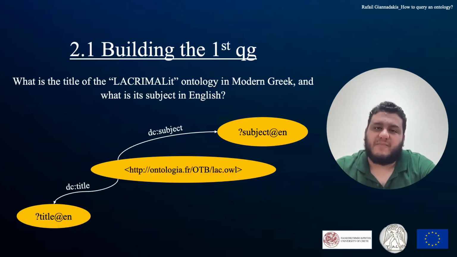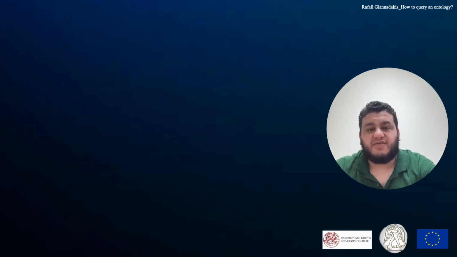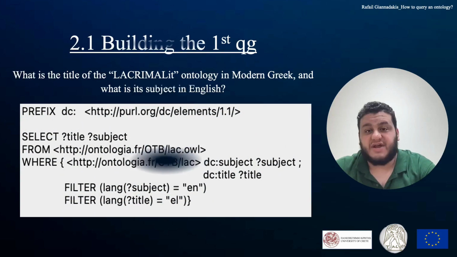Thus, we can replace the nodes with the URI of the ontology and with variables, and the relations with two standardized properties. More specifically, Dublin Core Metadata Initiative properties are used, referring to the title and the subject of a resource. Therefore, the corresponding prefixes are inserted.